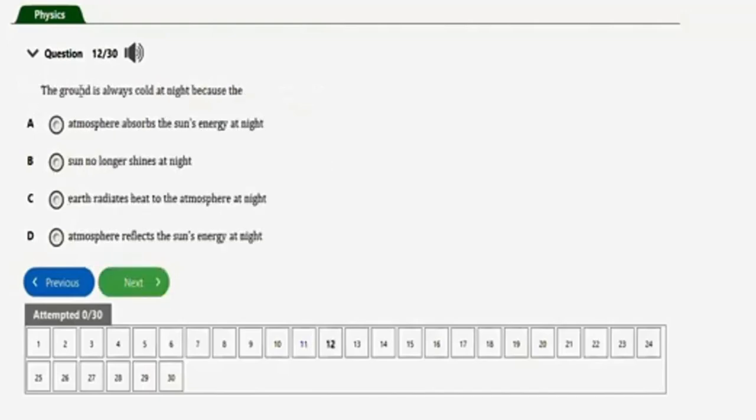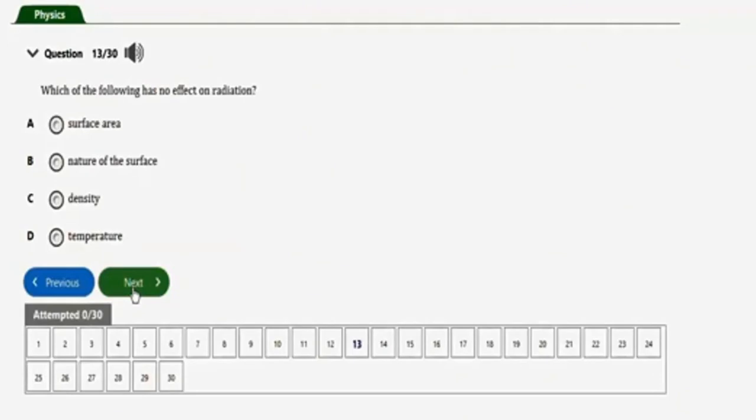It says the ground is always cooled at night because I think we have answered this question before. The correct option is option C. Earth radiates heat to the atmosphere at night. So that's the correct option. Okay, so let's go to the next repeated one. So the next one here says, which of the following has no effect on radiation? We have also answered this question before. The correct option is option C, density. Let's go to the next one.